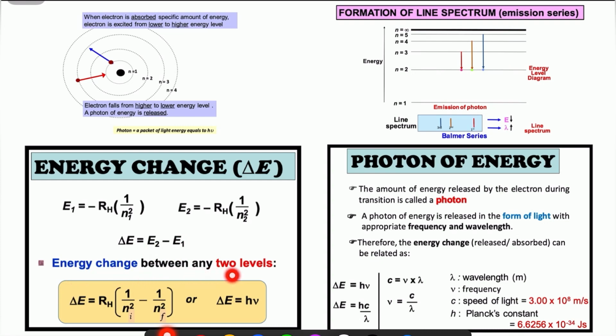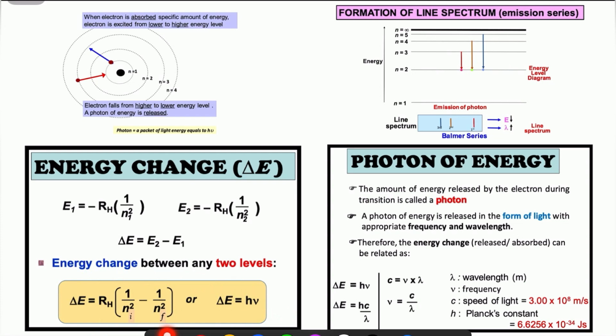For the energy change between any two levels, you can use this formula: delta E equal to the Rydberg constant times the bracket 1 over n initial squared minus 1 over n final squared. Or you can also use this formula: delta E equal to h nu. H is the Planck constant and nu is the frequency. I showed you this formula in part 1. So these two formulas can be used to calculate the energy change.